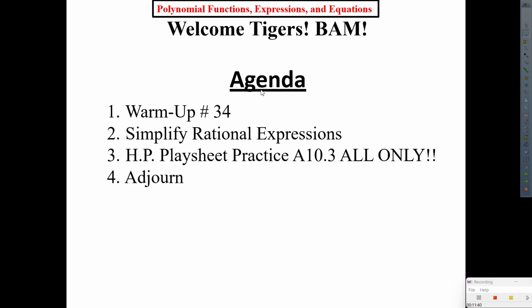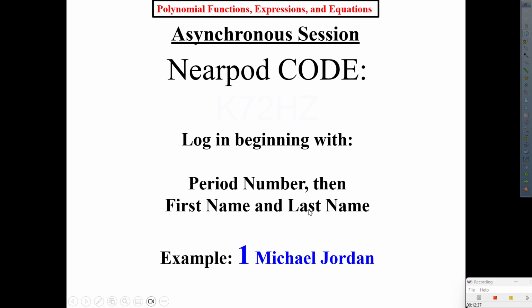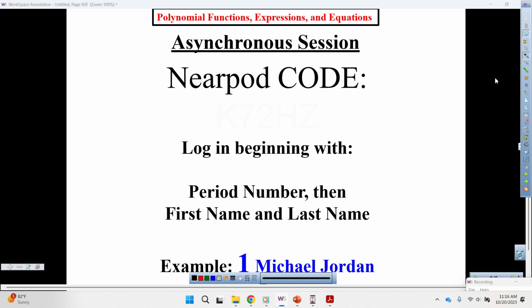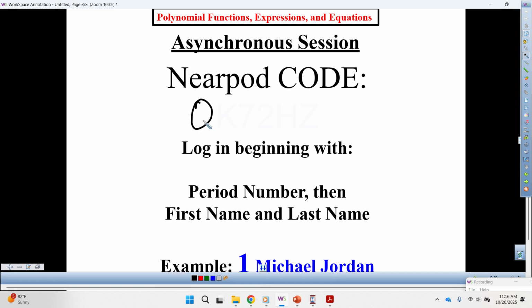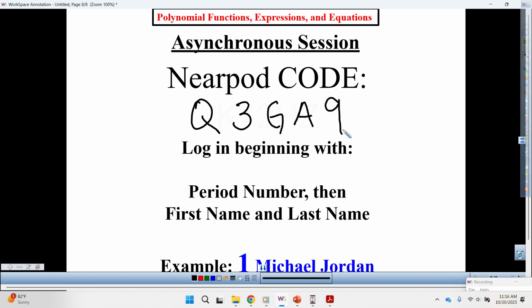So once again, your home play for tonight is play sheet 10.3A. To access that, copy this code. Oh, my bad. Let me get the code. Give me a second. All right, here's the code. Q3GA9. Write that down, please. Q3GA9. That'll give you access to the home plate.